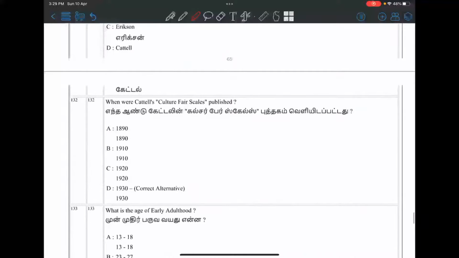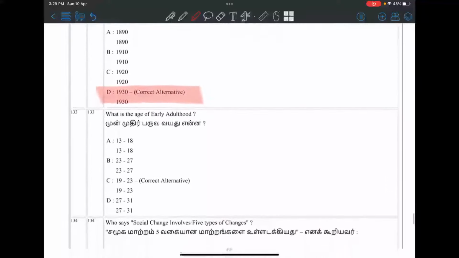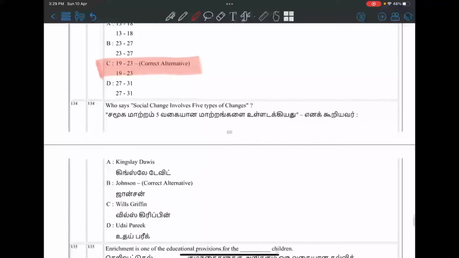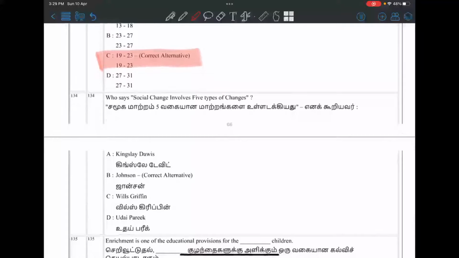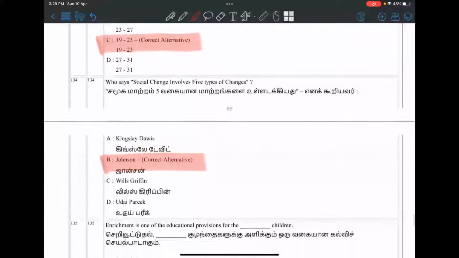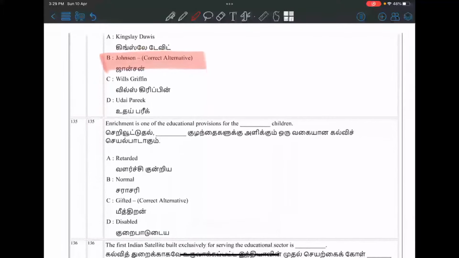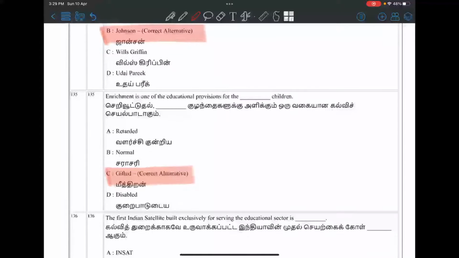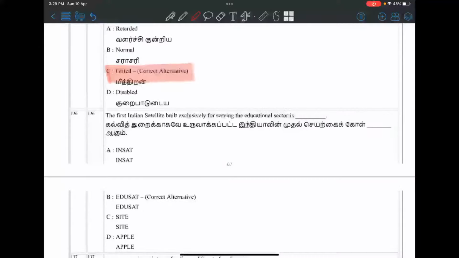When were Cattell's culture fair scales published? 1930. What is the age of early adulthood? 19 to 23. Who says social change involves 5 types of changes? Johnson. Enrichment is one of the educational provisions for gifted children. The first Indian satellite built exclusively for serving the educational sector is EduSat.